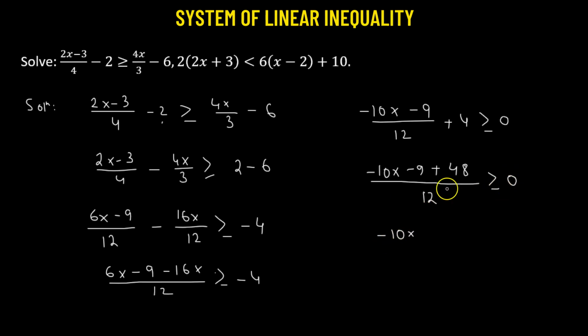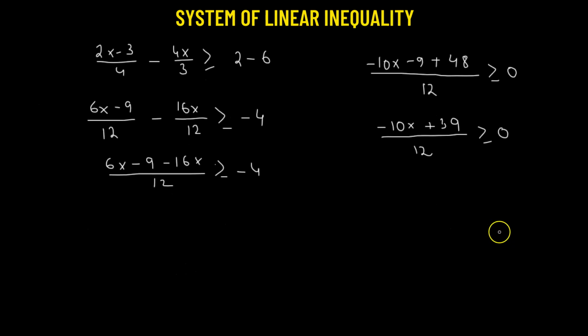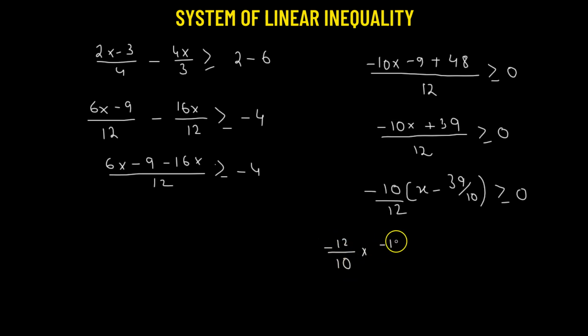Now we have negative 10x. So 48 minus 9 will be equal to plus 39 divided by 12, which is greater than or equal to 0. So what we'll do, we'll take negative 10 as the common factor in the numerator. So we have negative 10 multiplied to (x minus 39 divided by 10), whole divided by 12. So this is going to be greater than or equal to 0. Now in the next step, we are going to multiply each side with negative 12 over 10. That means we'll multiply with negative 12 over 10 to both the sides. Negative 10 over 12 multiplied to (x minus 39 over 10), and we have 0 multiplied to negative 12 over 10. But since we are multiplying with a negative number, the sign of the inequality changes, so it will become less than or equal to.